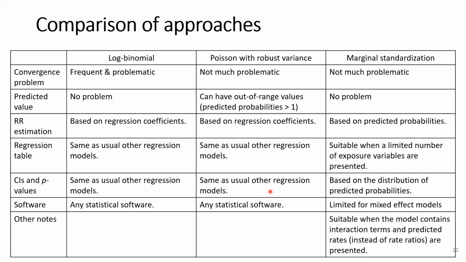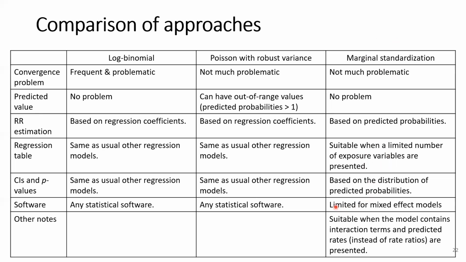And also, this is a very computationally intensive process, and you may not want to create the table as you do for other regression models. For other regression models, you fit the model and get a full table of regression, but in the case of marginal standardization, we have to do one covariate by one covariate. So this is the reason why I said this is suitable when we are interested in only one or two exposure variables.